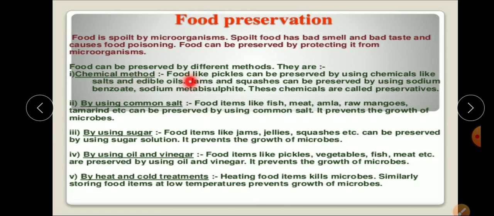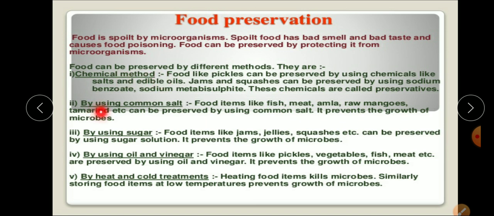Chemical method, in that food like pickles can be preserved by using chemicals like salts and edible oils. Jams and squashes can be preserved by using sodium benzoate, sodium metabisulfite. These chemicals are called preservatives, isn't it? So, by the first method we can preserve the food, that is the chemical method.